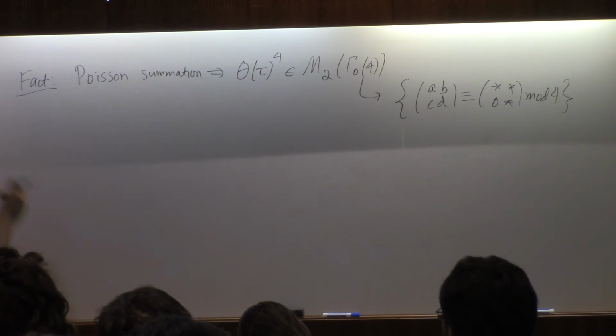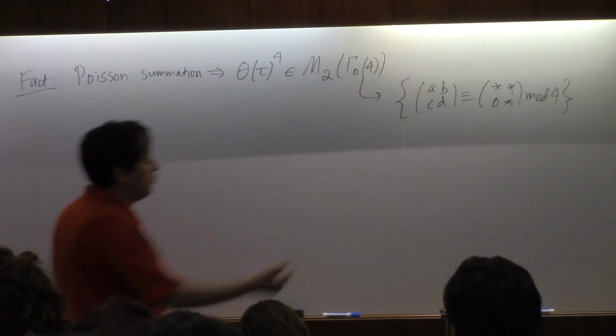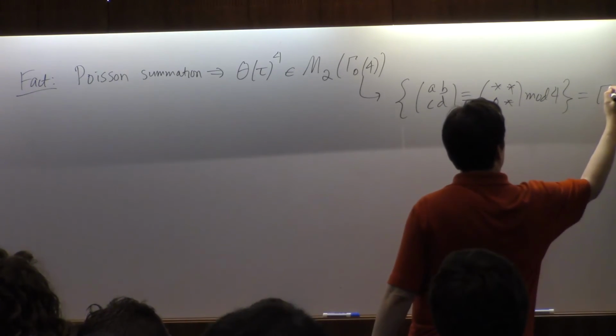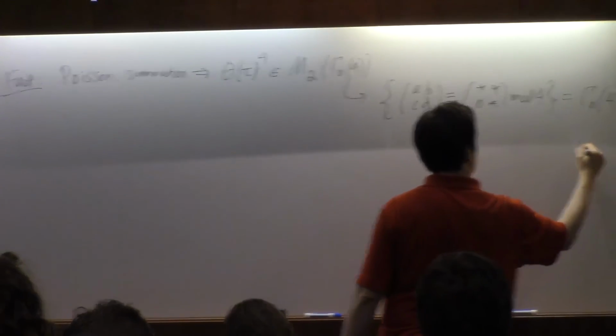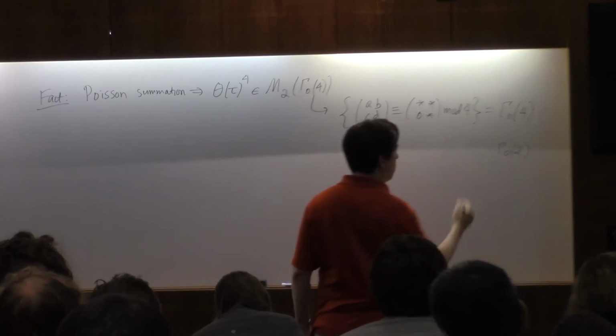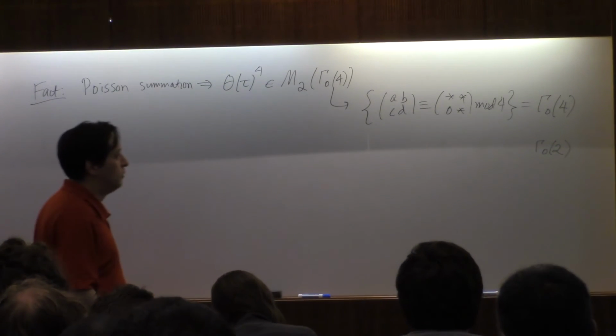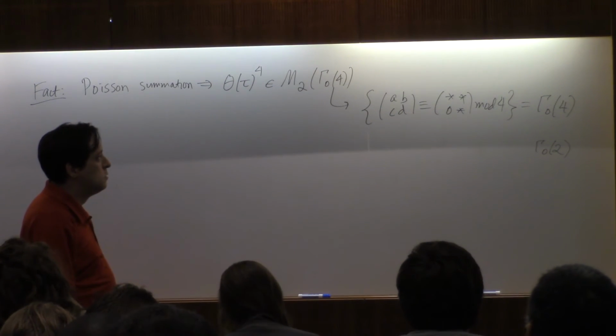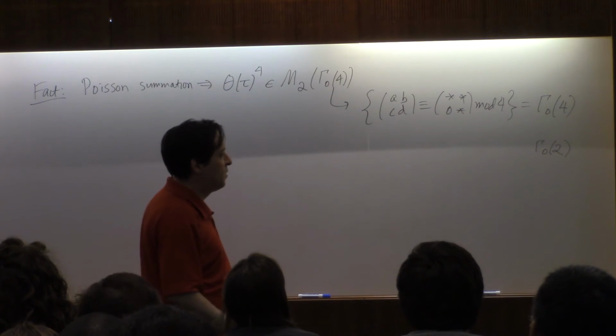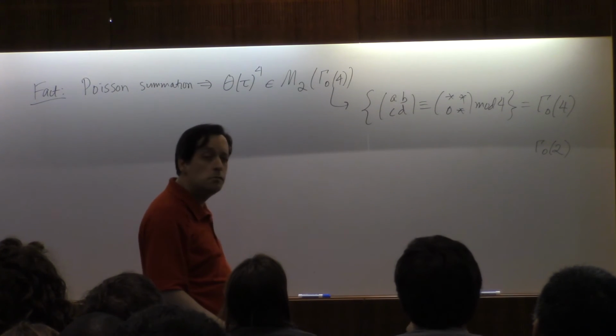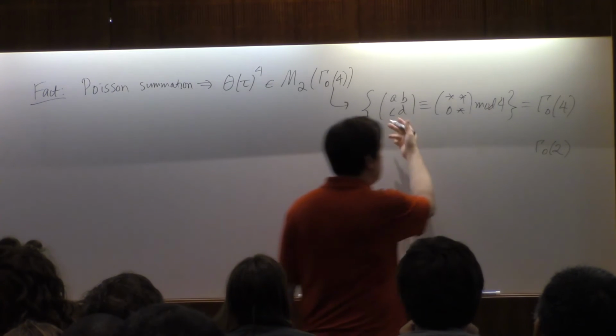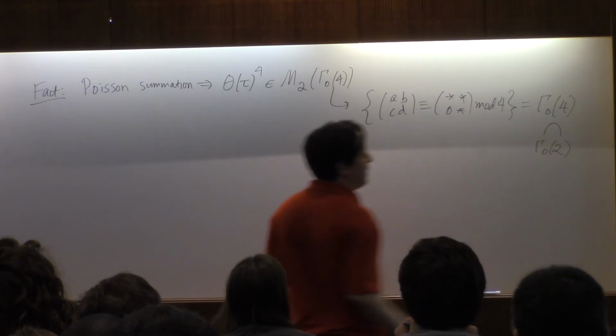And the subgroup gamma, so this is gamma 0 of 4. Now how is gamma 0 of 2 related to gamma 0 of 4? One of them is inside the other. Which one? The top is inside the bottom, or the bottom is inside the top? Yeah, right, it's divisible by 4, so we have that containment.